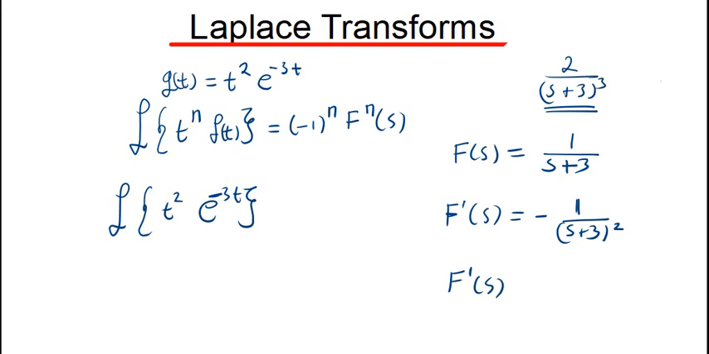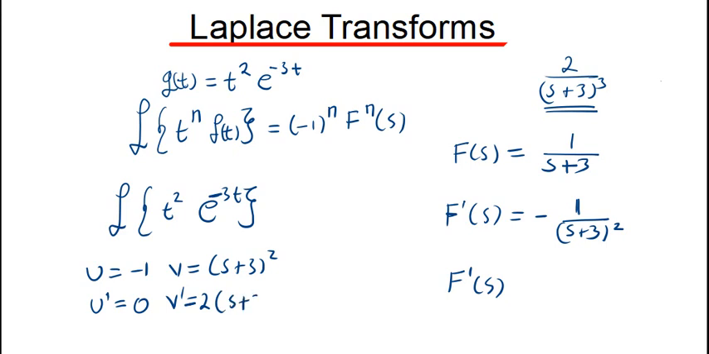So we are going to say our u is equal to minus 1, which is the numerator. Then our u prime is going to be equal to 0. Then our v is equal to the denominator, which is s plus 3 squared. Then v prime is going to be equal to 2 multiplied by s plus 3.